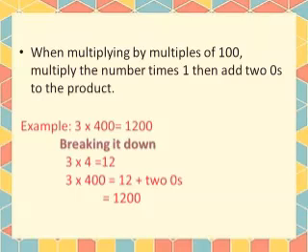So when multiplying by multiples of 100, multiply the number times 1, then add 2 zeros. So if you look at this one, we have 3 times 400. You just multiply 3 times 4, which is 12, and then you put 2 zeros. I'm repeating all over again to make things clear for you. So that's the only thing we have in this lecture. So break it down. 3 times 4, 12. Then you add 2 zeros, so you get 1,200. Okay, so it's very easy. You just multiply the basic facts, then you add the zeros.